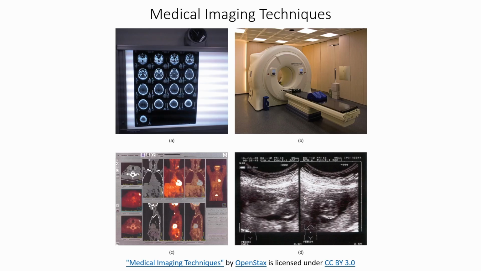And then ultrasound just uses sound waves. We send sound waves out and see how they bounce off of the different parts of the body. And so the most common way we would use that is to detect how a baby is doing in the womb.